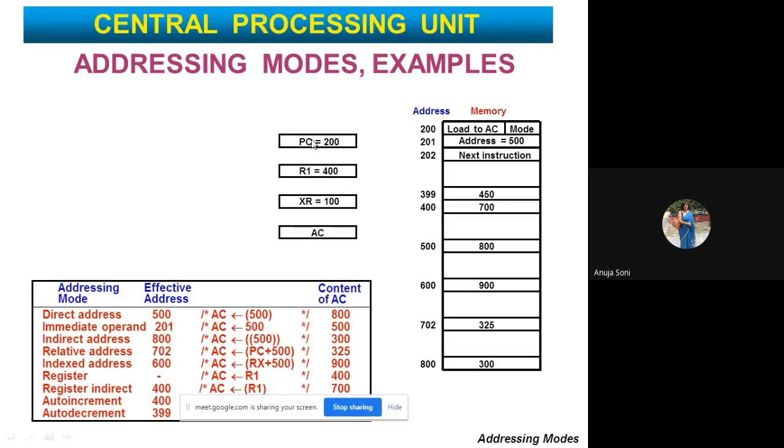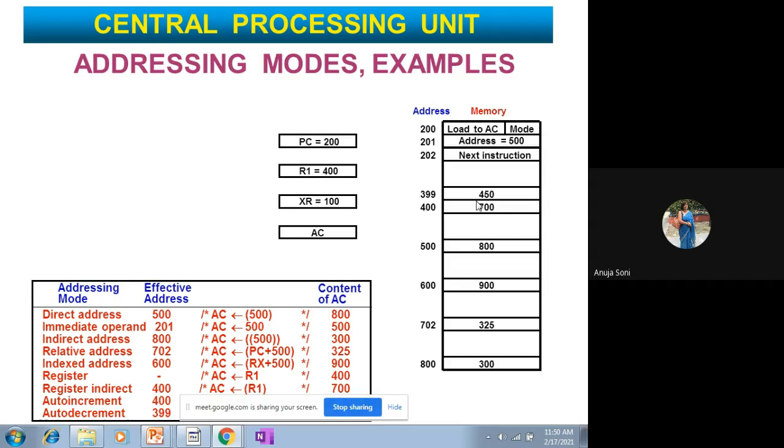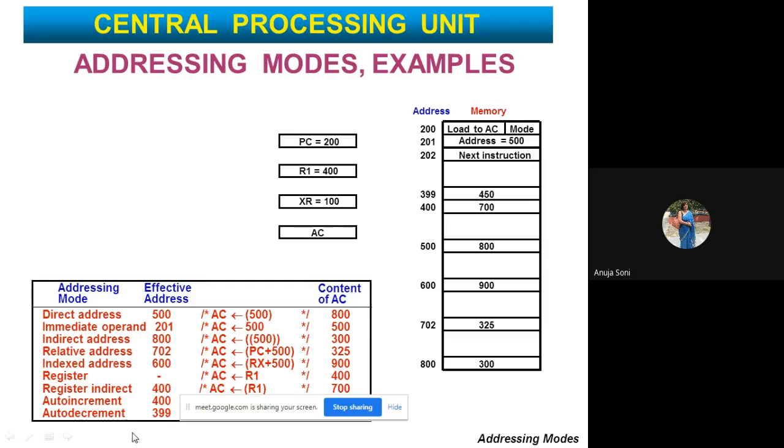Now we talk about the execution of this instruction. It says load to AC, and the data has to be taken from the memory at location 399, because R1 gets decremented and becomes 399. Now go to 399, right? And you found the value as 450. 450 will become the value of your accumulator register. 399 will become the effective address. So this is all about your addressing modes.